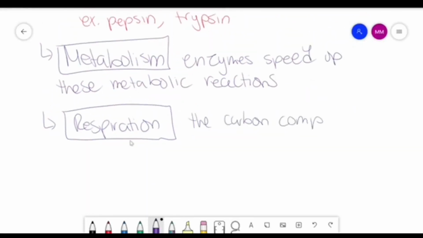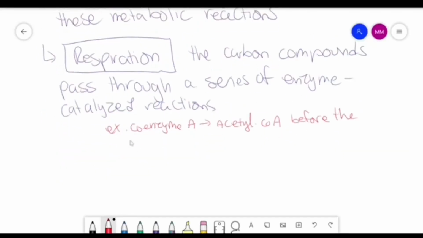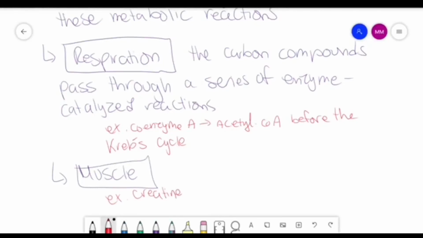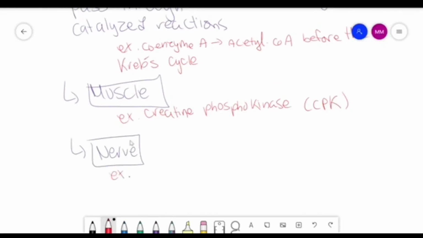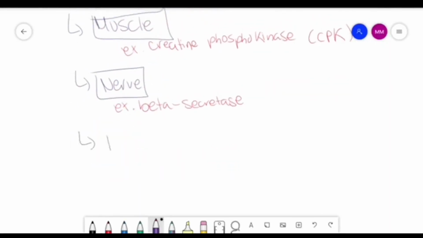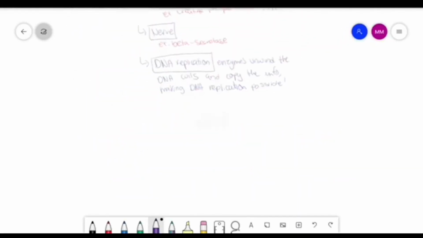Similarly, in respiration, the carbon compounds pass through a series of enzyme-catalyzed reactions in order to give our bodies ATP. For example, coenzyme A and acetyl-CoA are used before the Krebs cycle. In muscle cells, there are enzymes used like creatine phosphokinase, CPK, which allow our muscles to work, even in our nerves like beta secretase. Enzymes are especially important in DNA replication, where the enzymes unwind DNA coils and copy the information, making DNA replication and life itself possible.